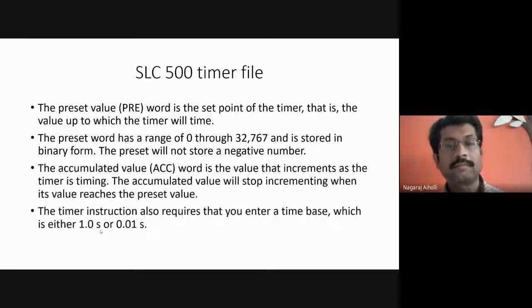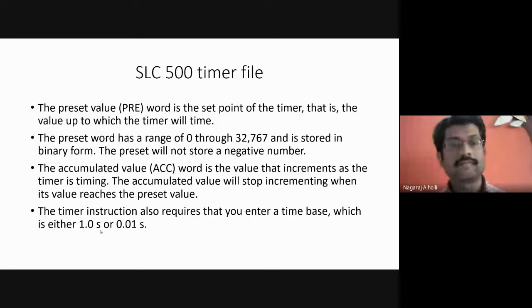Preset value, PRE. The meaning of preset: preset is nothing but the set point value, the final value that we want the timer to count up to. That is called the preset value. The preset word is the set point of the timer, the value up to which the timer will time. This preset word has a range of 0 to 32,767. That is the value that can be stored in the preset.